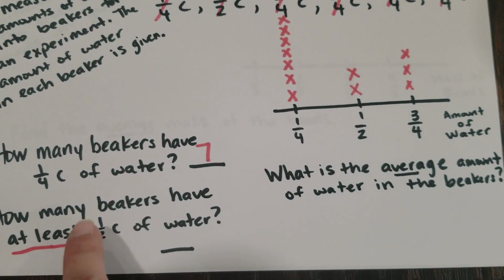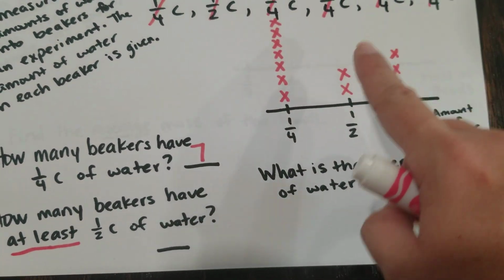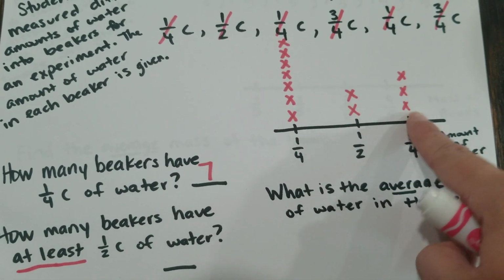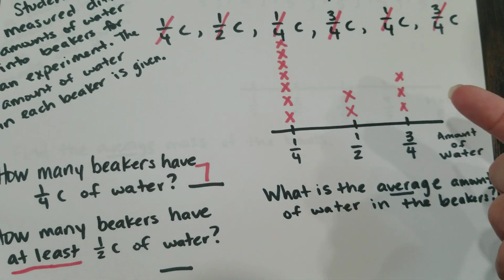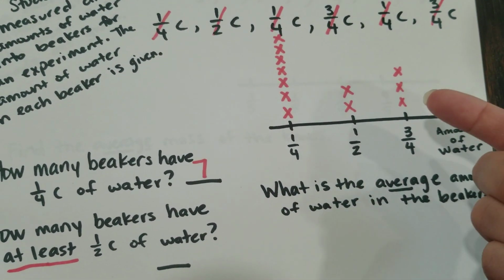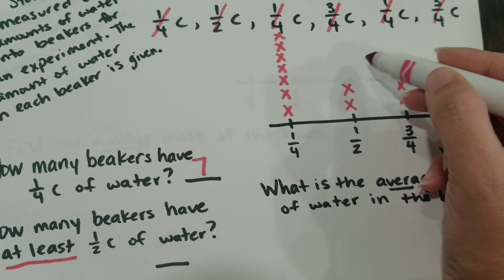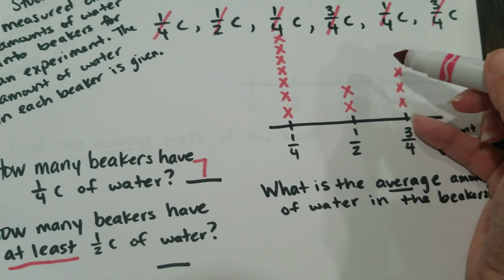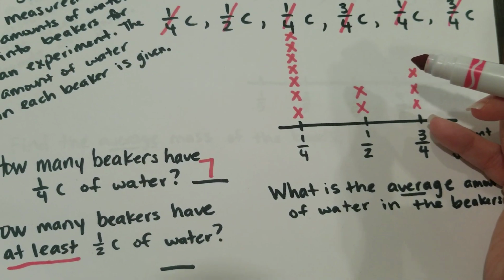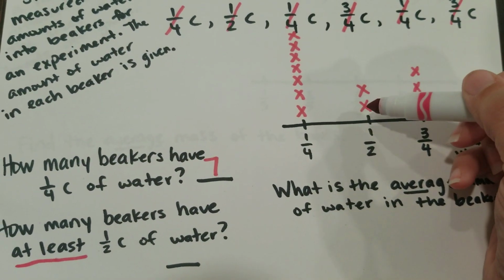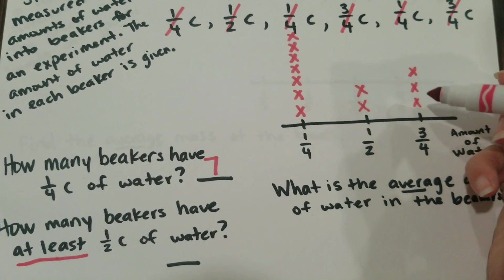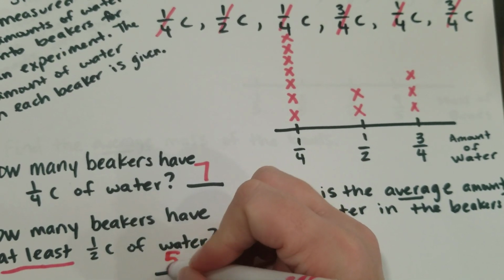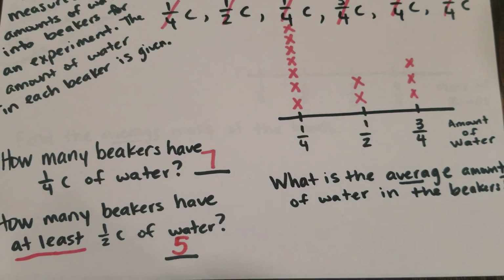This says at least 1/2 cup of water. So they mean if it has 1/2 cup, it's good. But if it has more than 1/2 cup, like 3/4, then that would be good for the question too. So at least 1/2 cup is actually talking about both of these data sets. So we're going to count both of these categories for that question because it says at least 1/2 cup. So 1, 2 in the halves, and then 3, 4, 5 if we add in these ones for the 3/4. So there are 5 beakers with at least 1/2 cup of water.